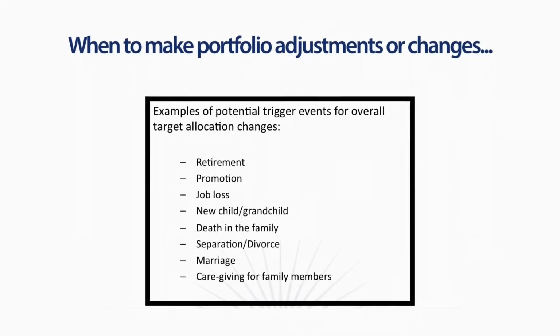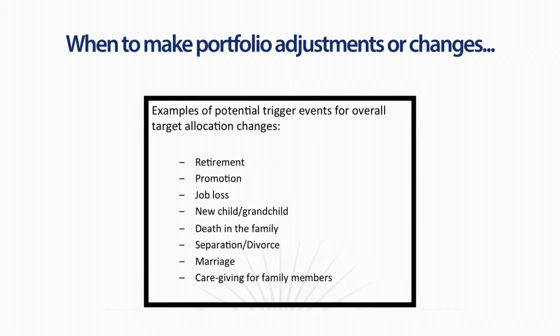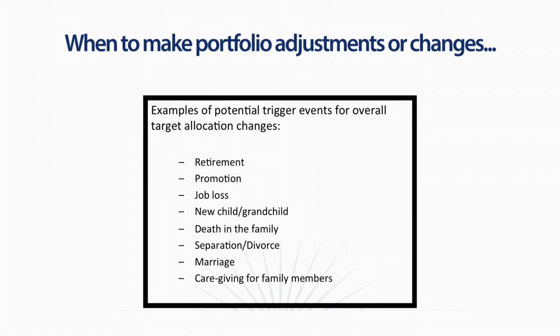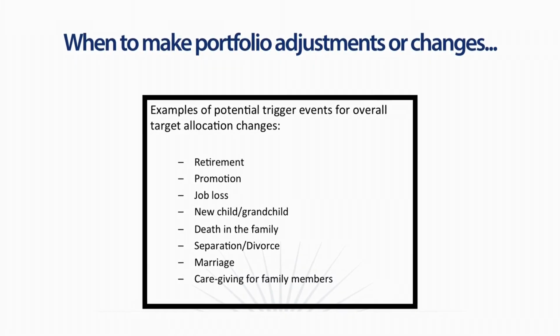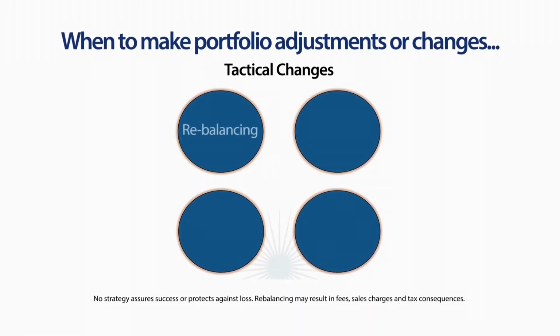Retirement, promotion, job loss, new child, grandchild. This is fun, huh? All of the things that might happen in your life require a different look at your asset model. Tactical changes would be the rebalancing.